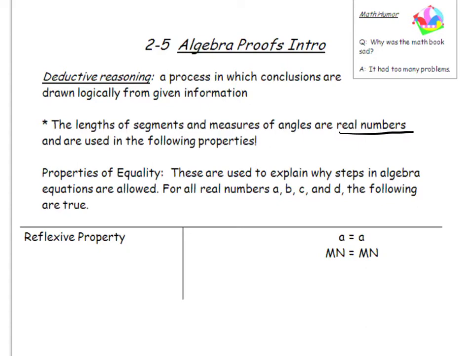Properties of equality. These are used to explain why the steps in algebra are allowed for these real numbers A, B, C, D, and so on and so forth. The following are going to be true.